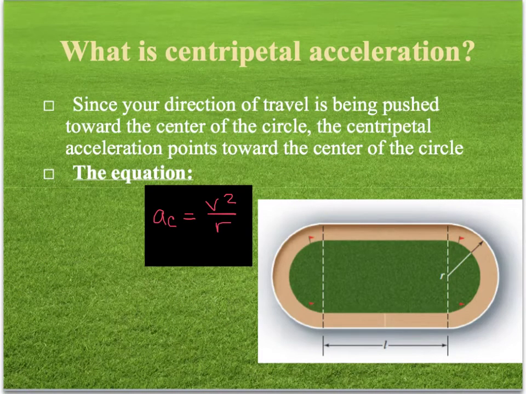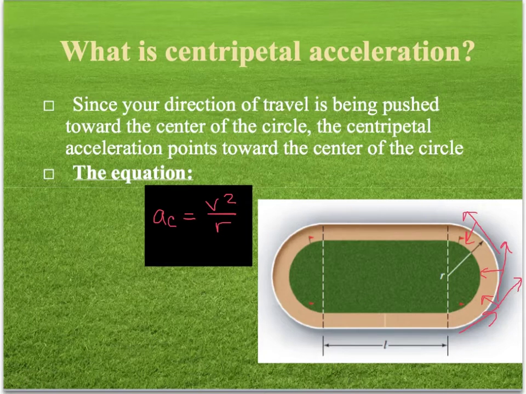So we're moving in our circle, and we were traveling this direction. And if we continued to travel that direction, we would just go straight. So something is pushing us this way. We'll go into that in the next chapter. We're getting pushed toward the center of the circle. And that acceleration towards the center of the circle is what's known as our centripetal acceleration.